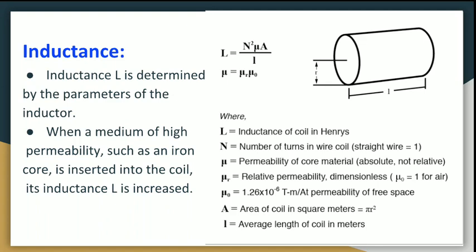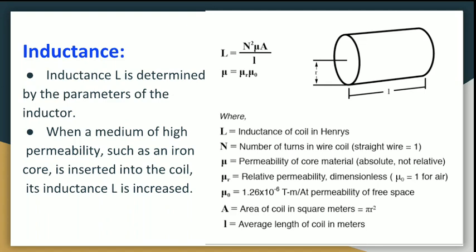N is equal to number of turns in wire coil. Mu is equal to permeability of core material. Mu r is equal to relative permeability. Mu naught value is 1.26 times 10 to the power of minus 6. A is equal to area of coil in square meters. l is equal to average length of coil.